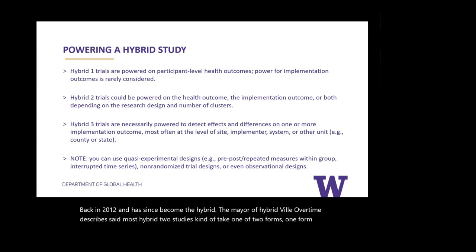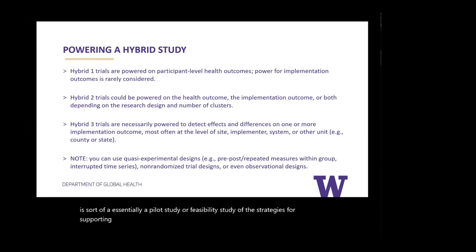One form is a person level randomized trial where the implementation strategies are used universally across the intervention and comparison conditions. And this is essentially a pilot study or feasibility study of the strategies for supporting a hybrid trial. Or the other form it can take is a single arm study of both an intervention and implementation approach, within a pre-post configuration. So a non-experimental or maybe quasi-experimental kind of design.